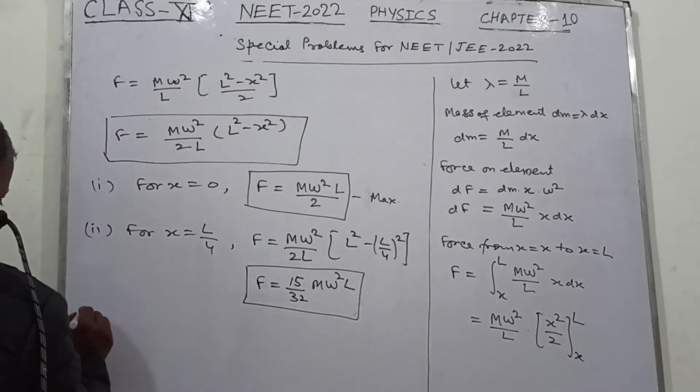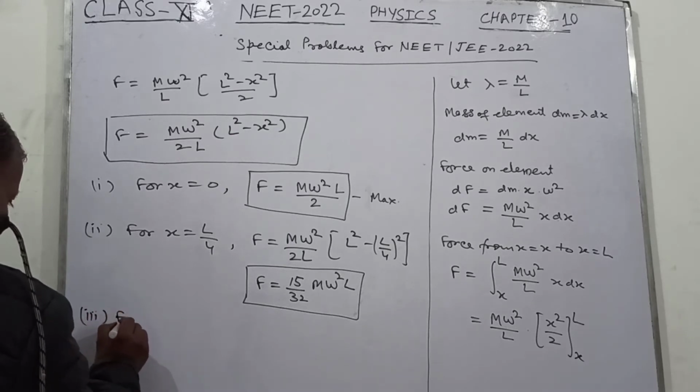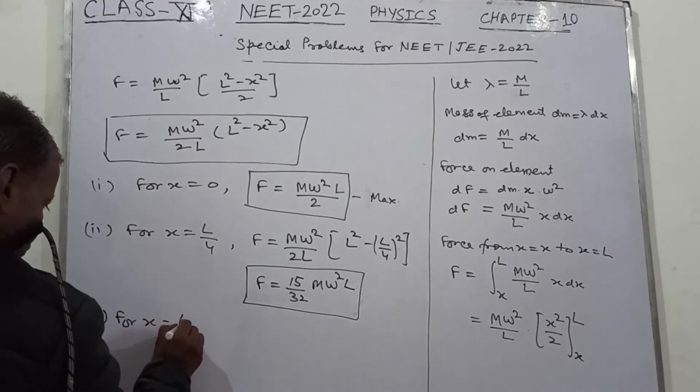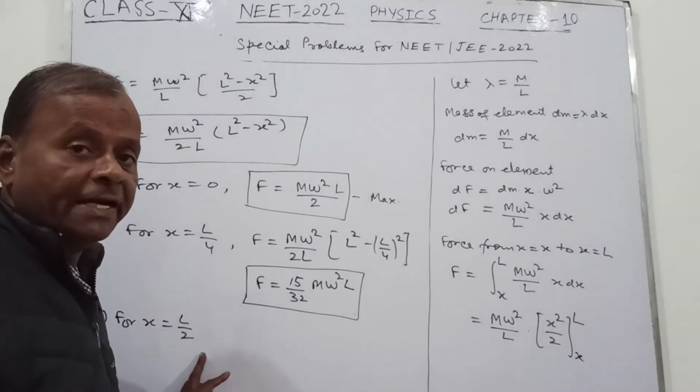And third, for x equal to L/2. L/2 means at the midpoint.